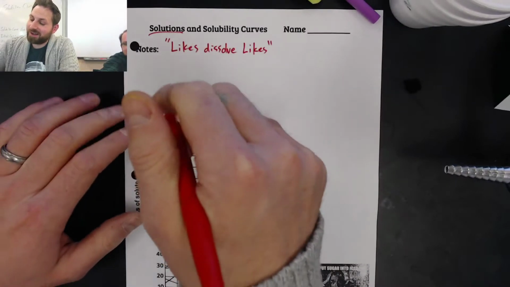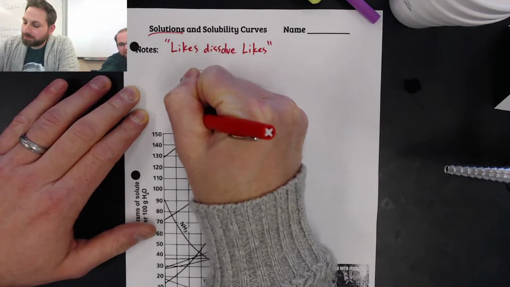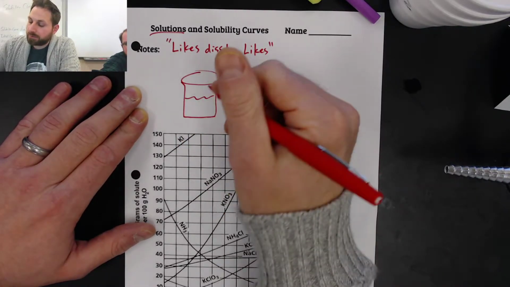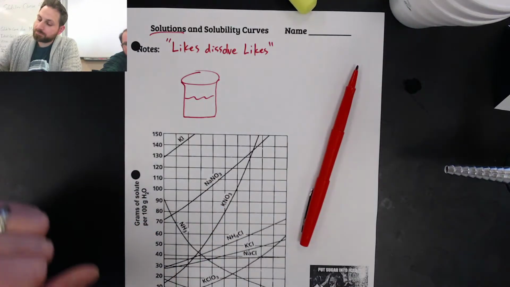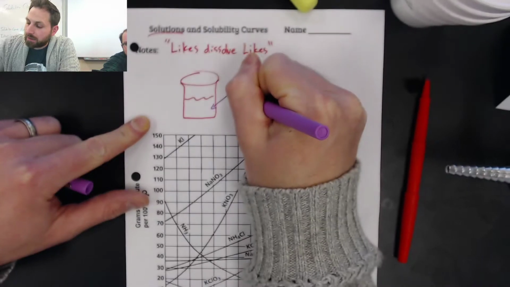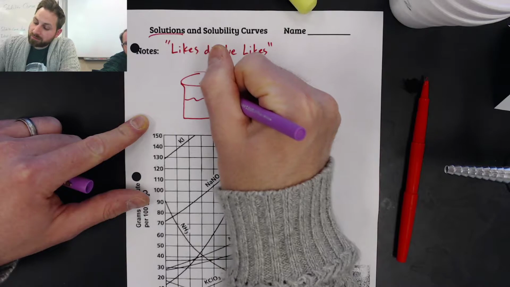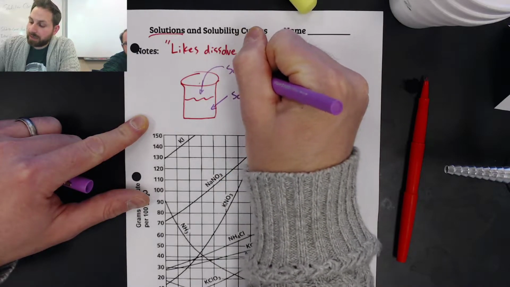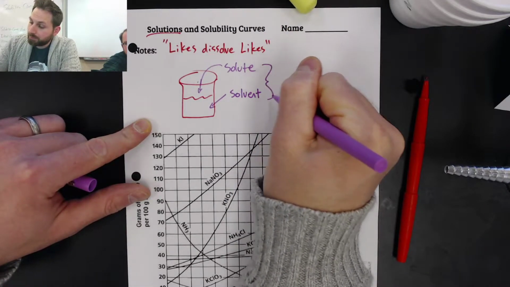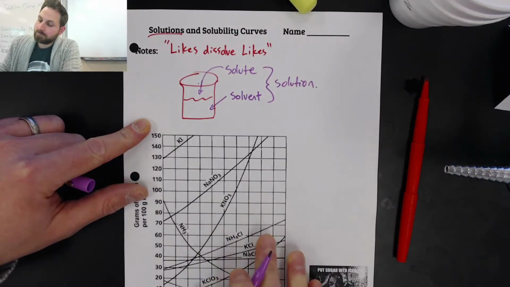All right, so a couple quick notes then. When something dissolves in something, we had a liquid, right? That liquid is called our solvent. The thing that you put into the liquid is your solute. And together, those things make a solution.